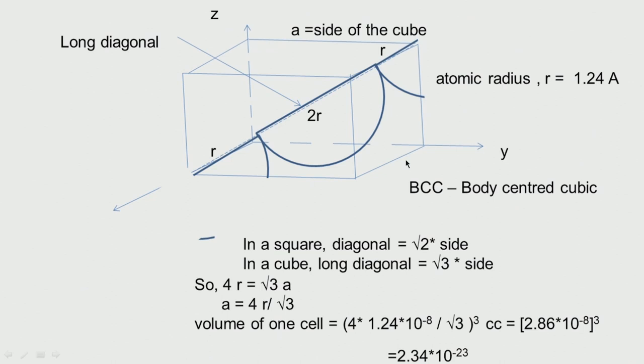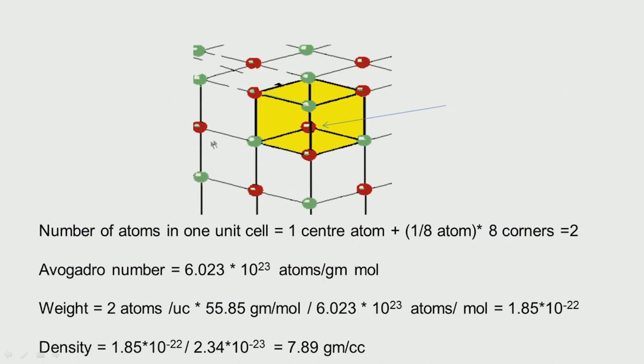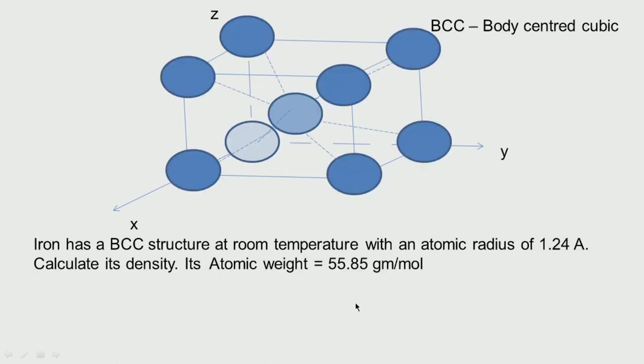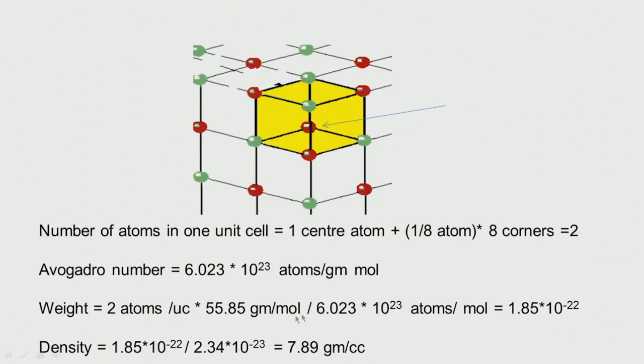Now, we need to know the mass. Number of atoms, like I said, is one central atom plus 1 by 8 of 8 corners, so 2. Avogadro number is 6.023 into 10 power 23 atoms per gram mole. So, 2 atoms you have, and the atomic weight is given as 55.85 gram per mole. We understand 2 atoms per unit cell multiplied by 55.85 gram, but in 1 gram mole there are 6.023 into 10 power 23 atoms, so you need to divide by that. So, the weight is 1.85 into 10 power minus 22.